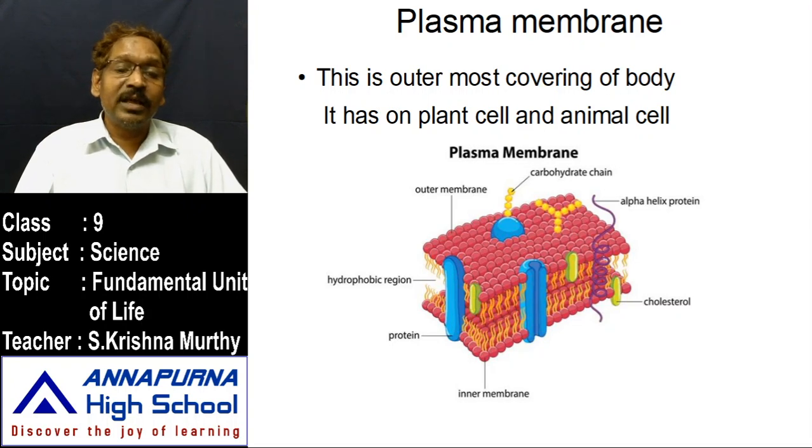Do you know who they are? Two scientists: Nicholson and Singer. Both were discovered in 1972. Only recently, in 1972, they discovered this outermost layer, the plasma membrane. What is its major function? It permits whatever the cell needs and excludes the unwanted material present inside the cell. That is why we can say this is the semi-permeable membrane, or selectively permeable membrane.